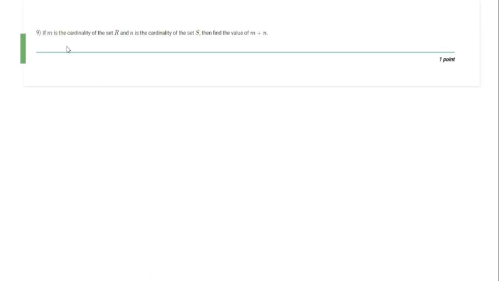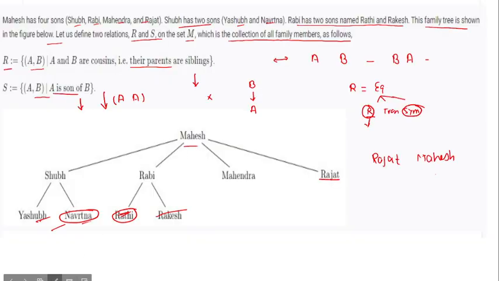Moving to the ninth question, it is asking: M is the cardinality of the set R, N is the cardinality of set S. Find the value of M plus N. So let's erase.